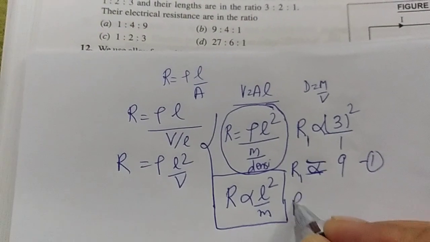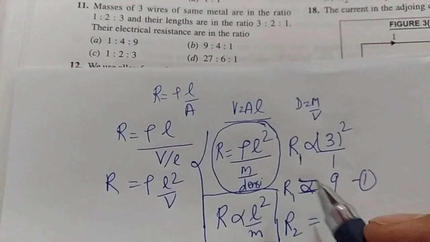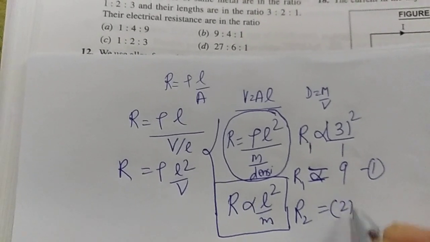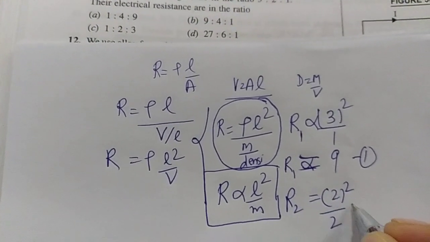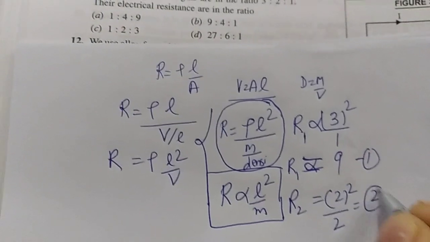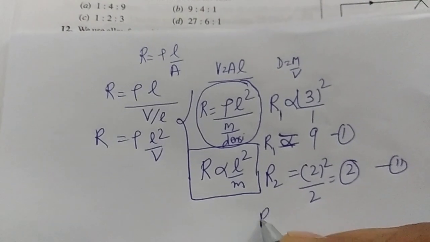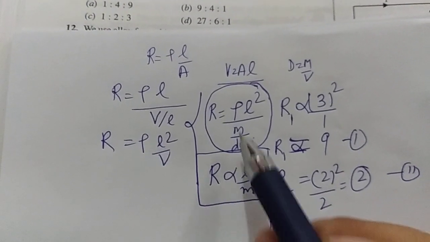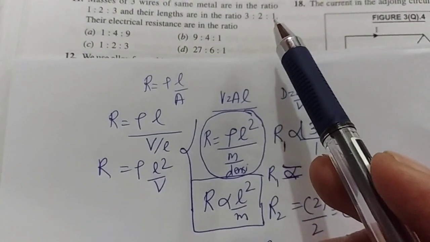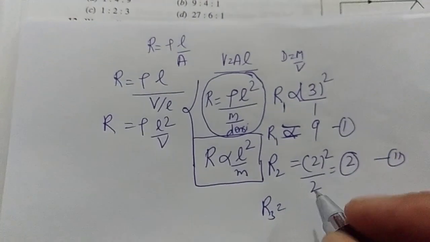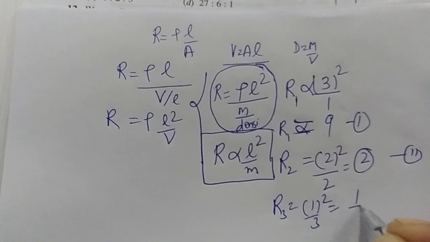Similarly I go for the second wire. It is L square; the length of the second wire is 2, so it is 2 square, and its mass is 2, as the mass ratio is 1 is to 2. So for the second wire it is written as 4 upon 2, so it is 2. So for the second wire the resistance R2 is basically 2. And then I go for the third wire. As we know the relation is L square upon M, for the third wire the length is 1 and mass is 3, so we can write it as 1 square upon 3, so it is simply 1 upon 3.